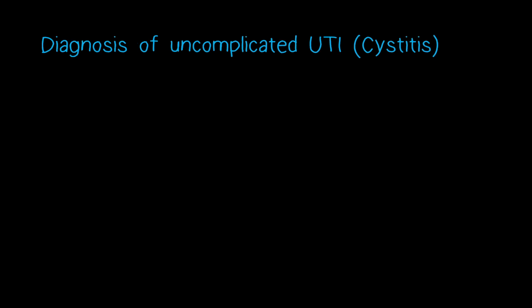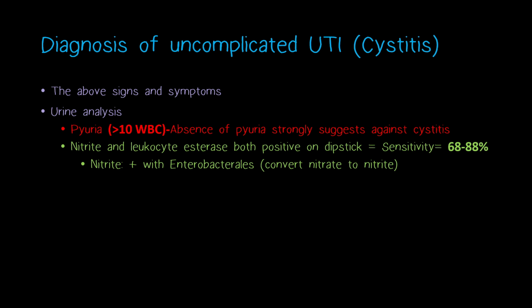Diagnosis of uncomplicated urinary tract infection involves, with the above signs and symptoms, urine analysis, and the expected finding is pyuria or white blood cells in the urine, which is more than 10 per high power field. Absence of pyuria strongly suggests against cystitis or uncomplicated urinary tract infection. Nitrite and leukocyte studies both positive on dipstick have a sensitivity of 68 to 88%. Nitrite is positive with Enterobacterales, which convert nitrate to nitrite.